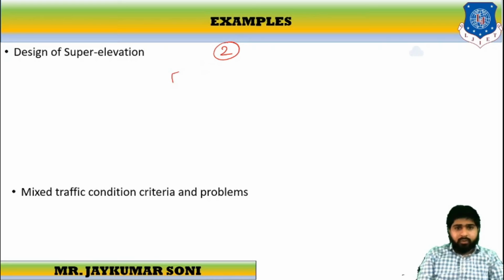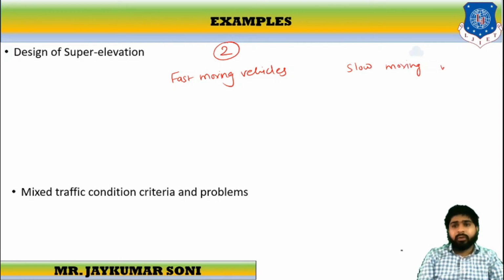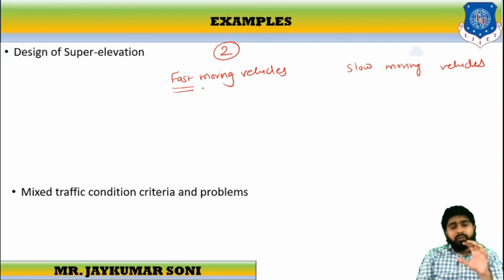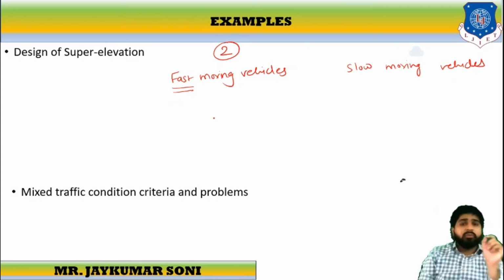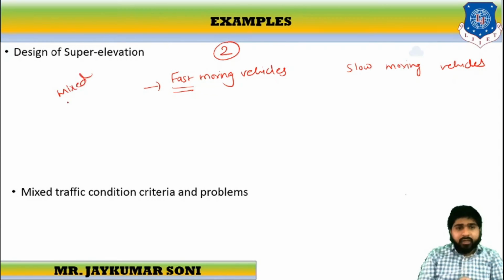Either the road can be of fast moving vehicles or it can be of slow moving vehicles. If fast moving vehicles are there, then it becomes difficult for us to provide the super elevation. So what basically can be done over here is this particular thing where the fast moving vehicles are there, it is also called the mixed traffic condition.